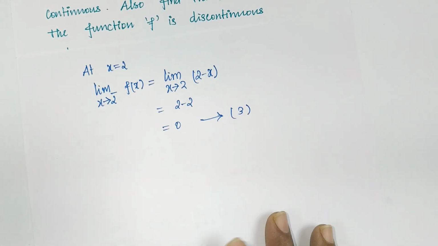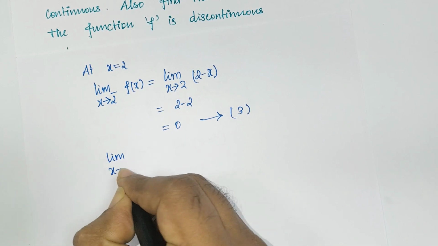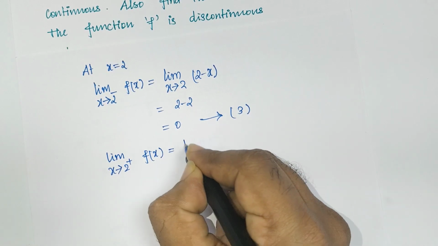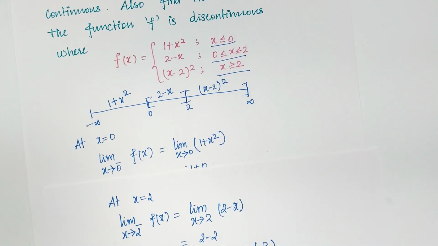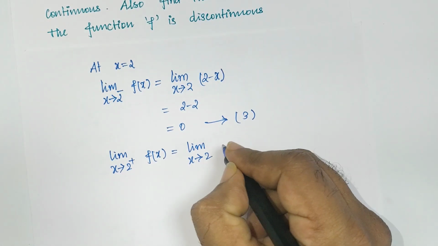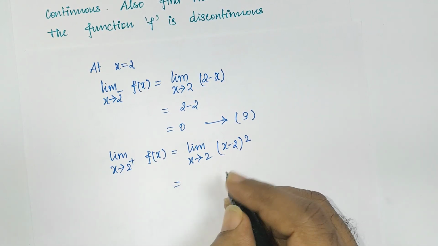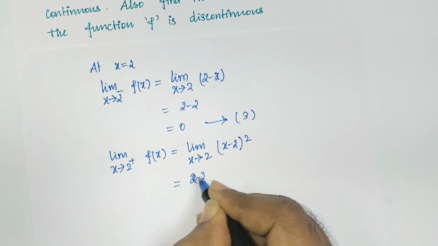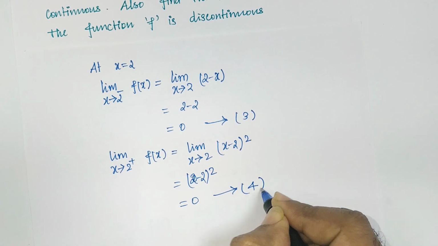Okay, next, the right hand side limit you can find. Limit x tends to 2 plus, right hand side f of x, equal to limit x tends to 2, the right hand side function is (x minus 2) whole square. So I will substitute here the right hand side function at point 2. Here you can substitute (2 minus 2) whole square, you will get 0. So this is equation number 4.